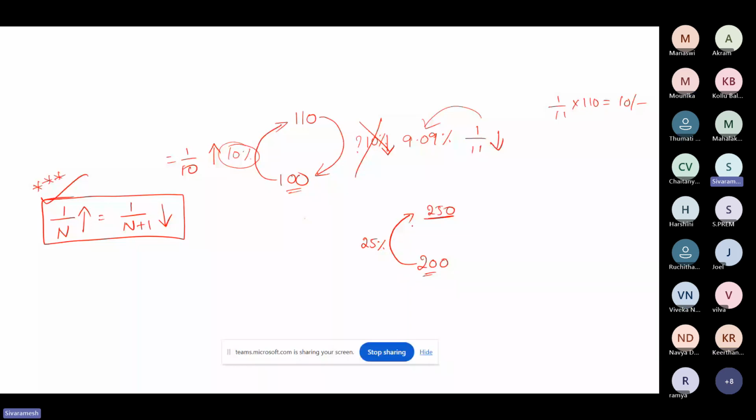Why it is 250 means you can just calculate what is 25 percentage of 200. So 25% of 200 means 0 0 cancel, 25 twos are 50. So now he increased his speed by 50 kilometers per hour. That's the reason it became 250. Now my question is very simple.